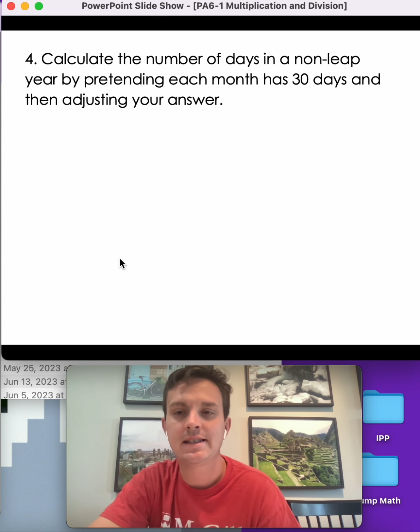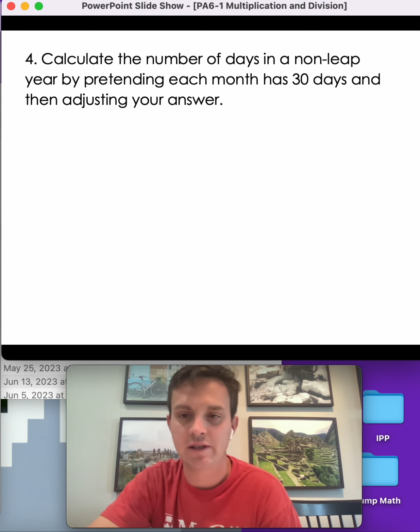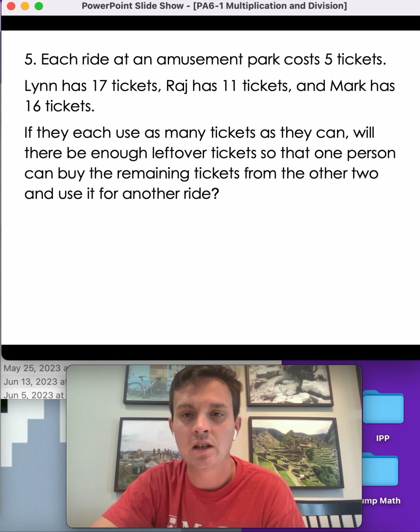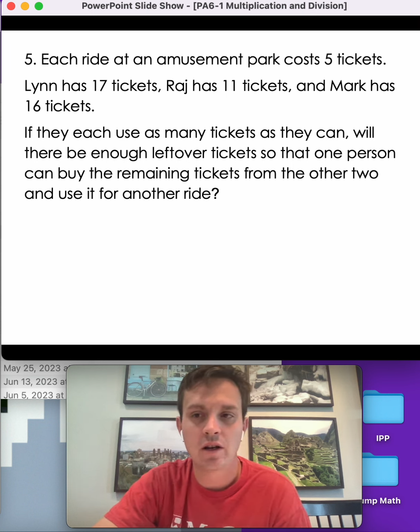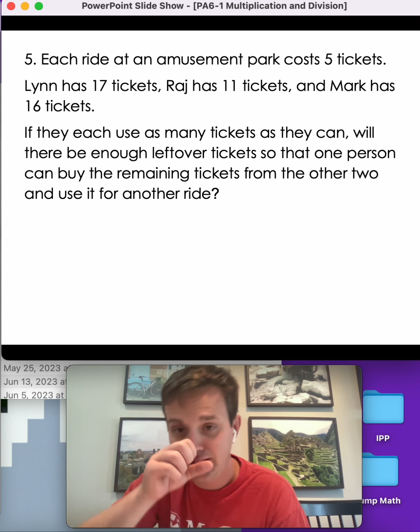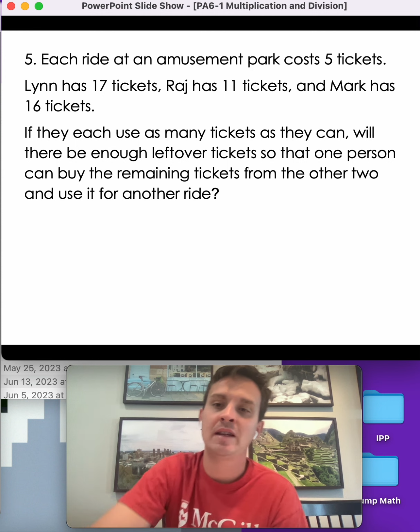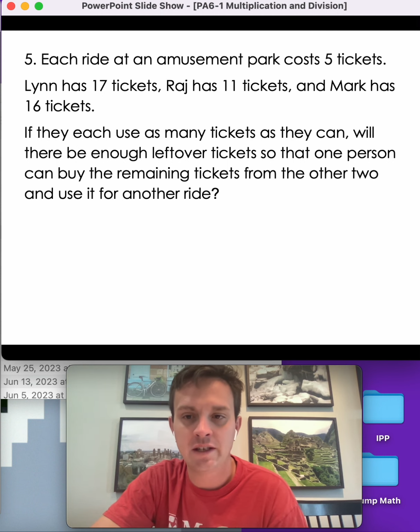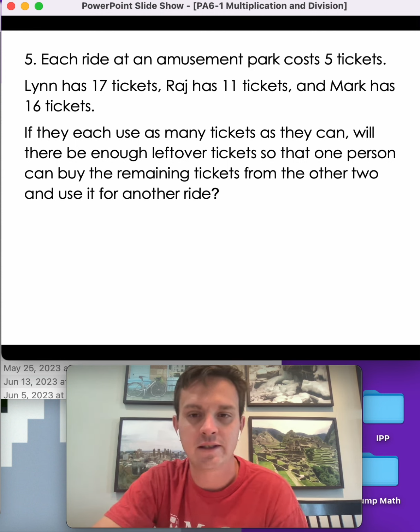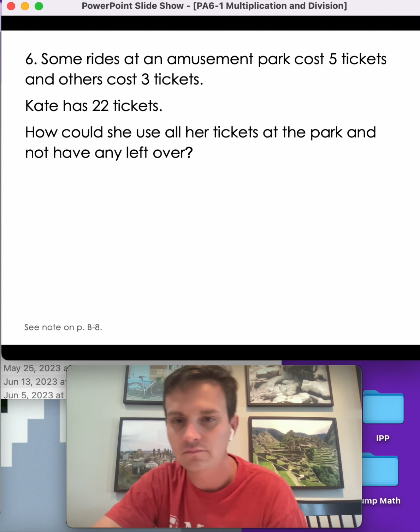Calculate the number of days in a non-leap year by pretending each month has 30 days and then adjusting your answer. Each ride at an amusement park costs 5 tickets. Lynn has 17 tickets, Raj has 11, and Mark has 16 tickets. If they each use as many tickets as they can, will there be enough leftover tickets so that one person can buy the remaining tickets from the other 2 and use it for another ride?